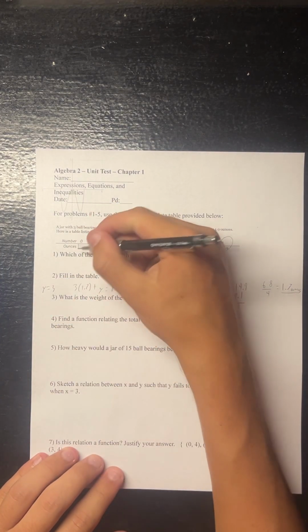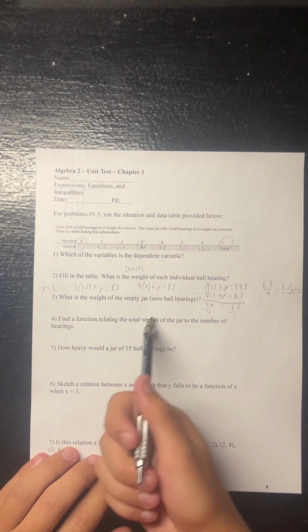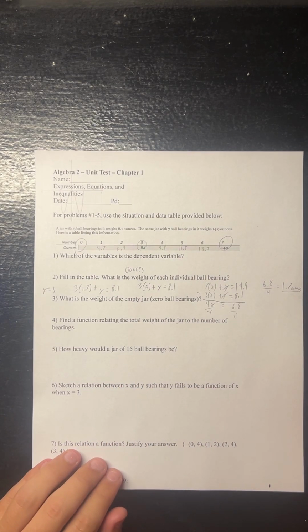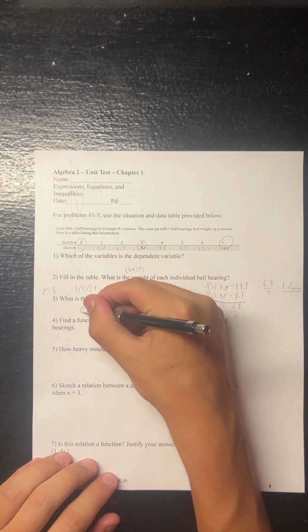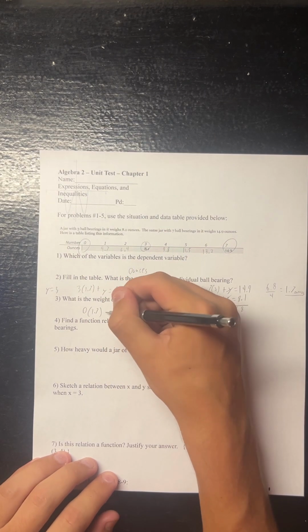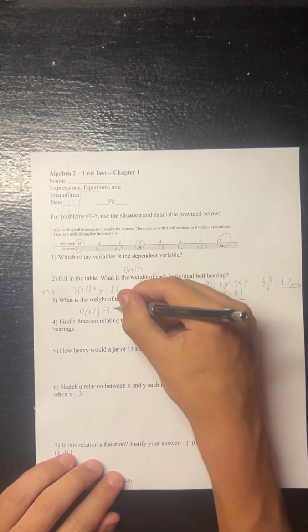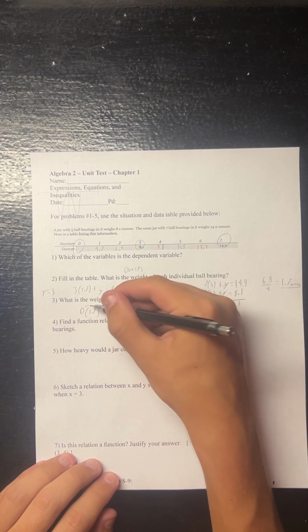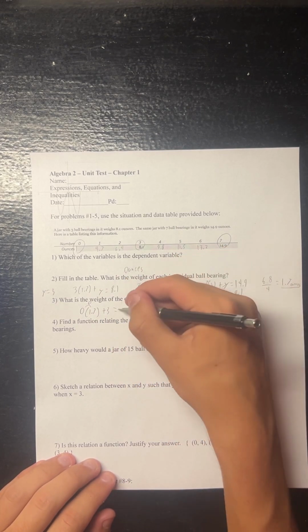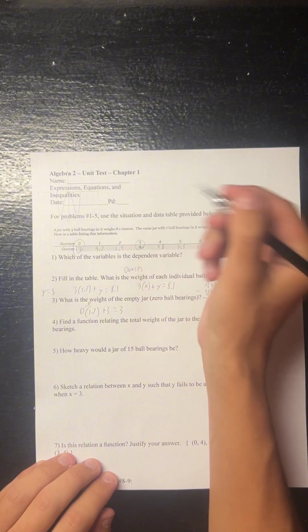So now we have to figure out what is the weight of the empty jar when there's 0 ball bearings. So when there's 0, it's 0 times 1.7 plus 3. And what does that equal? Well, 0 times anything you should know is 0. So 0 plus 3 is just 3. So this is 3 ounces.